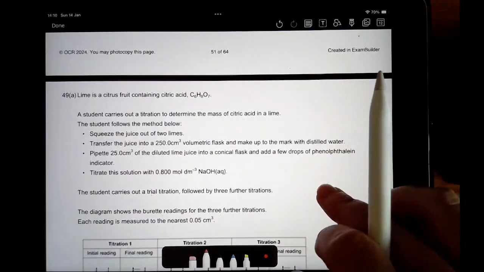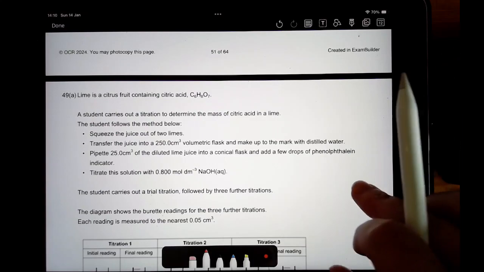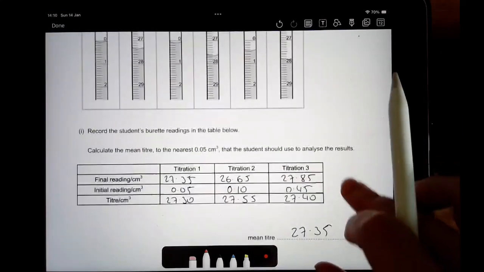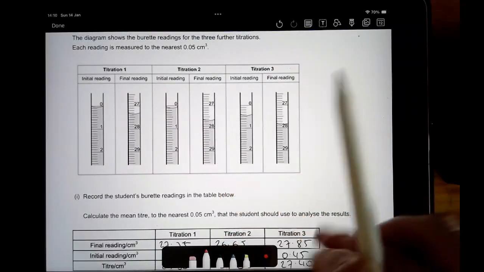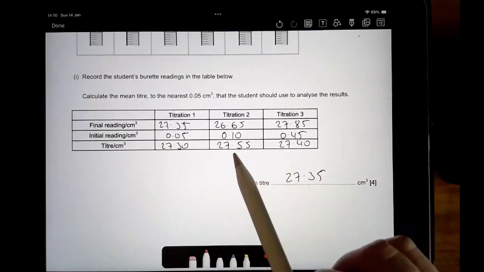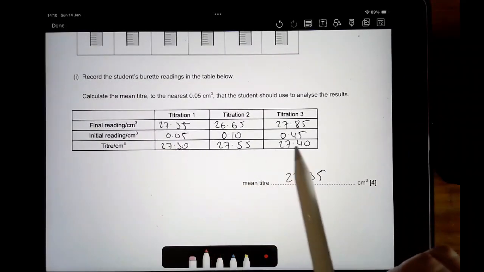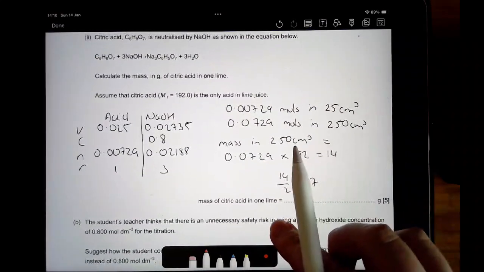Next one, another titration question. This one about how much citric acid you get in a lime. Again, you're doing a titration. So you read your burettes. Remember, you're always reading from the bottom of the meniscus, and all of your values must be to 2 decimal places. Then using the concordant results, which in this case are 27.3 and 27.4, you're working out your mean titre. And then you can do your calculation.